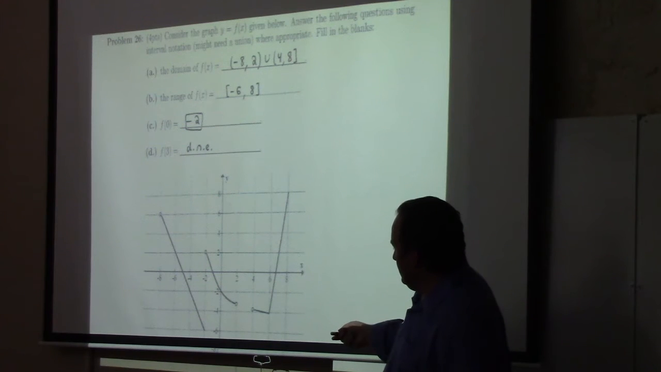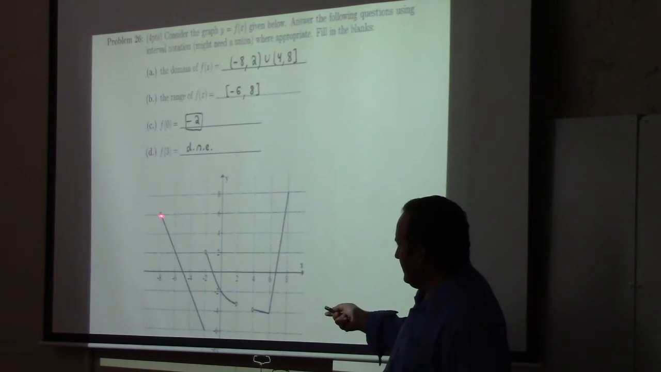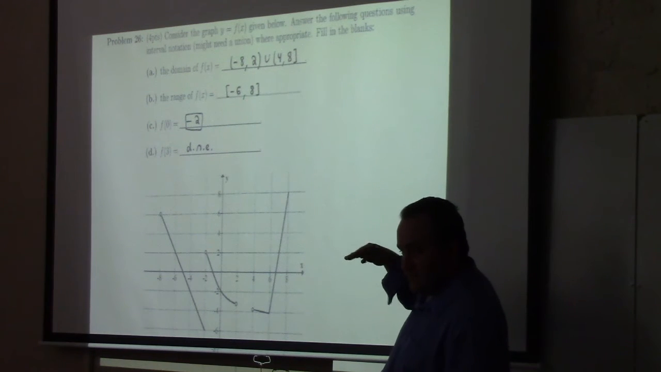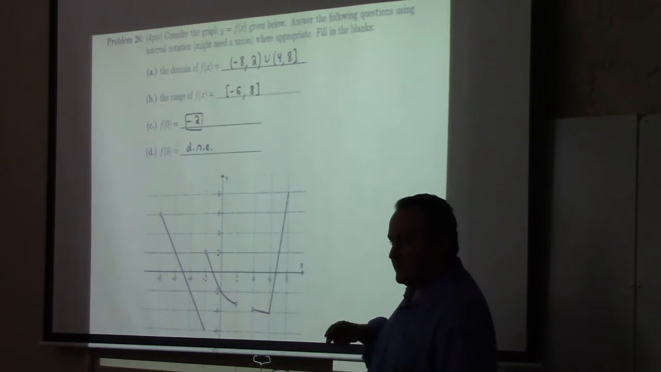So, the range is the set of outputs. The lowest output here is -6. And then you have outputs all the way up to 6 here, right? Not included. But you look over here, the outputs go from 6 all the way up to 8. So range is the set of possible outputs. Outputs are y, inputs are x.